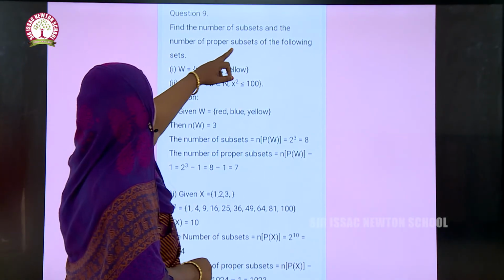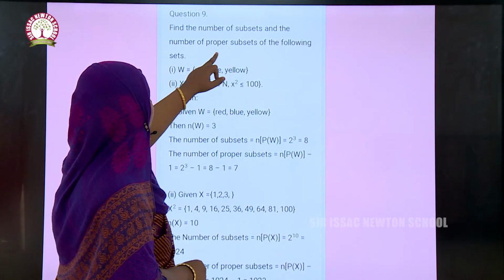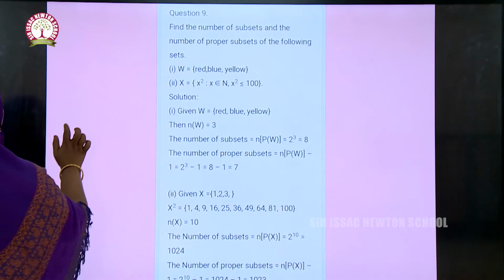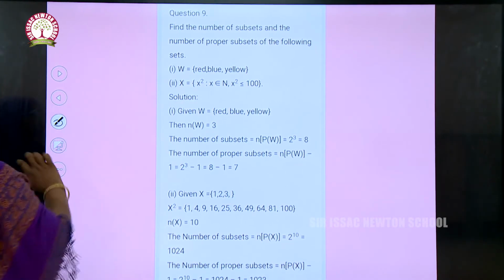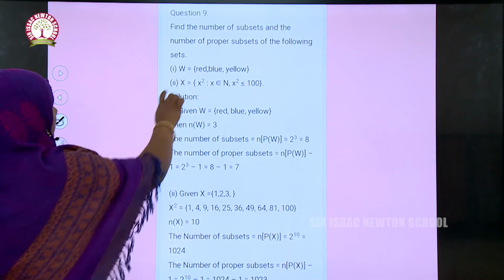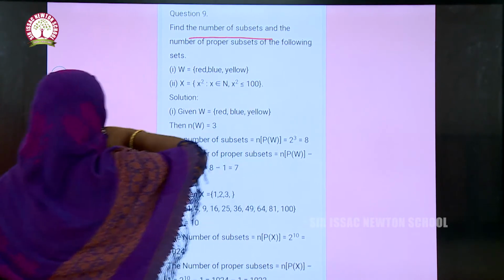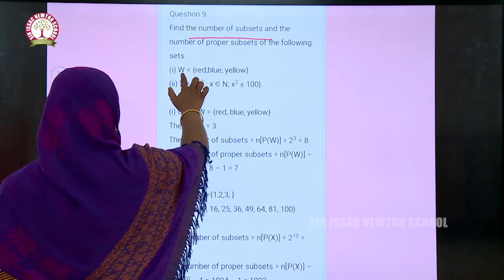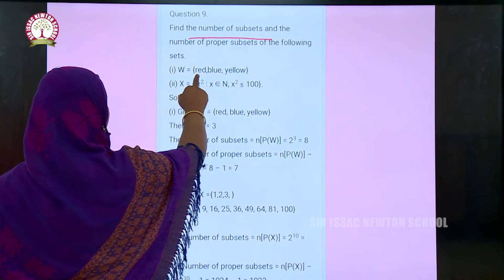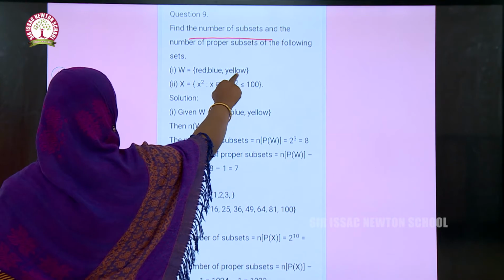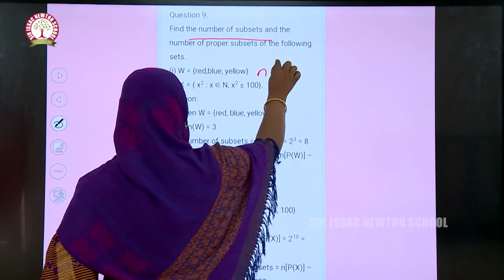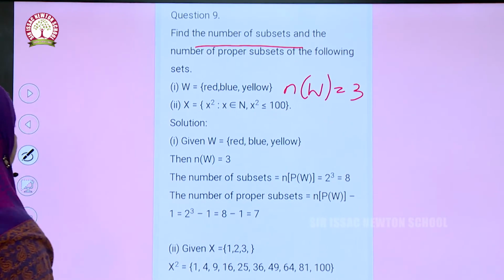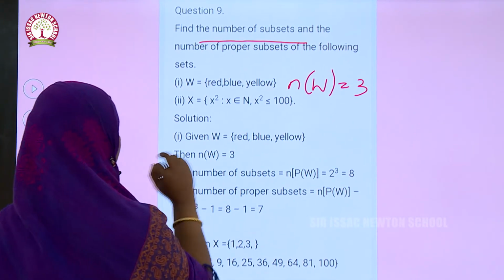Find the number of subsets and the number of proper subsets of the following sets. First, you have to write the number of subsets. So the first set W has 3 elements: red, blue and green. So what is n of W? It is 3.